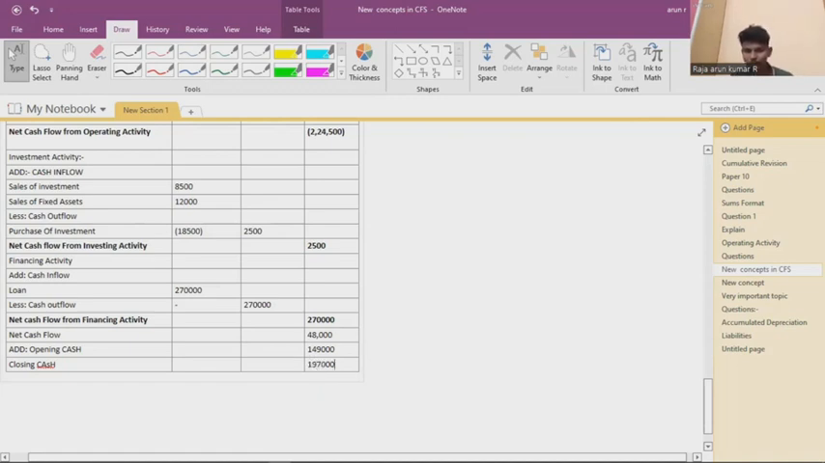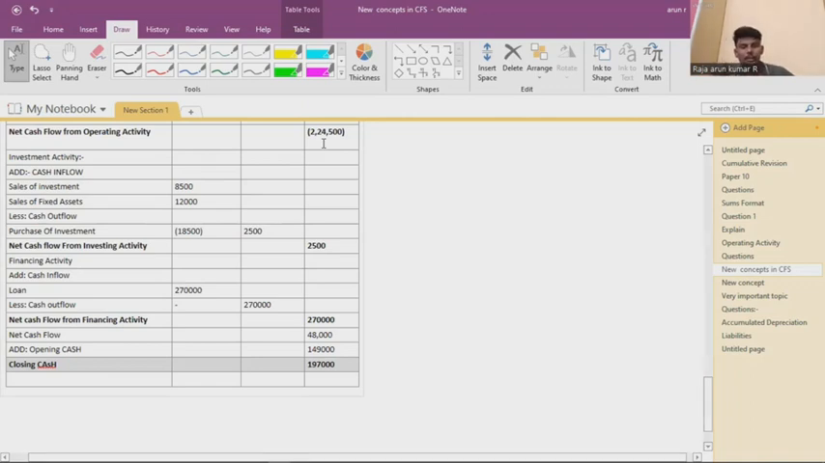1,97,000. Okay, we conclude that the cash flow statement is correct. In the examination, how they mark will give for that. In the step marking, there is 3-step marking. In the operating activity 2,24,000, you get the step mark. They give the step mark.